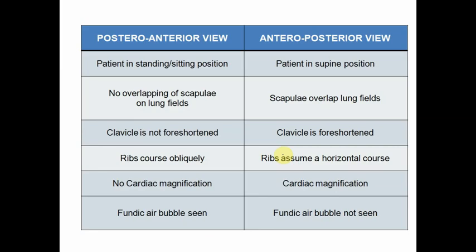So what is the difference between the two radiographs, PA view and AP view? In PA view, you take the patient standing or sitting, whereas in AP view the patient will be in a supine position. In PA view, there is no overlapping of the scapula on the lung field, because we ask the patient to fold the arms. But in AP view, the scapula will be overlapped because we cannot avoid that overlapping on the lung field.